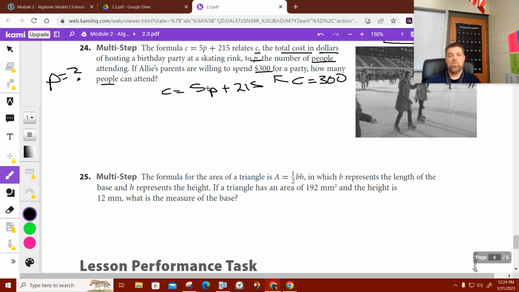So there's two parts of this. One, I want to solve for P. So how do I do that? I undo what's being done to P. So I subtract 215 from both sides. You guys should write this down on your whiteboards real quick. So now tell me what the next line looks like. I'll give you a second to write that down.